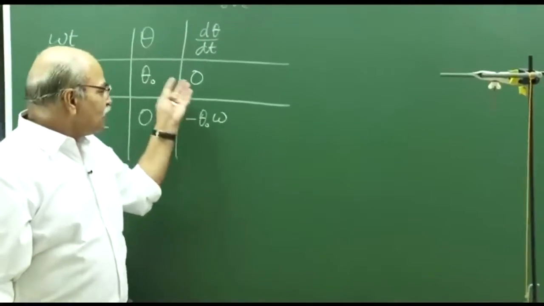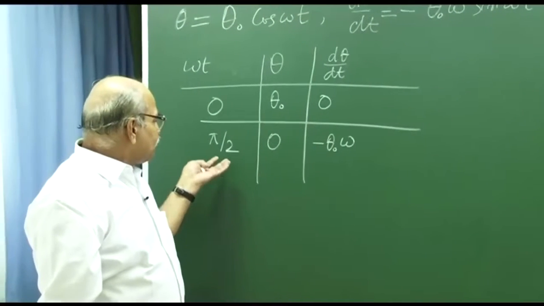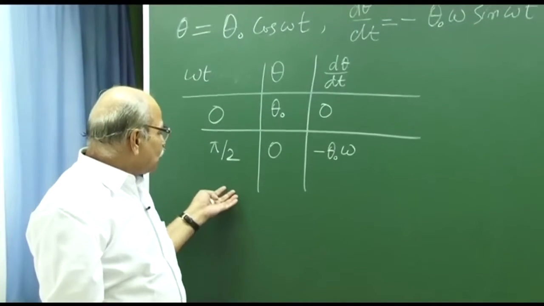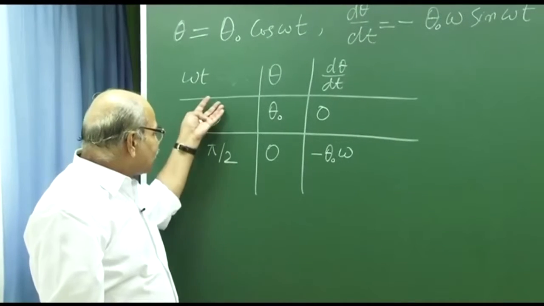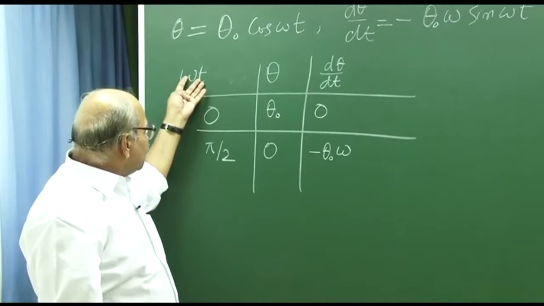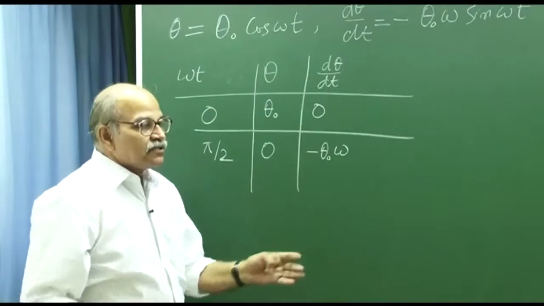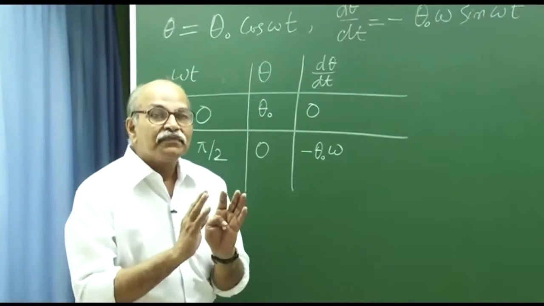So similarly, all values you can work out, whatever value you want to give, pi, 3 pi by 2, 2 pi, pi by 3, 5 pi by 6, whatever value of omega t you give, you will get the position and you will get the angular velocity. So the phase is defined from there.